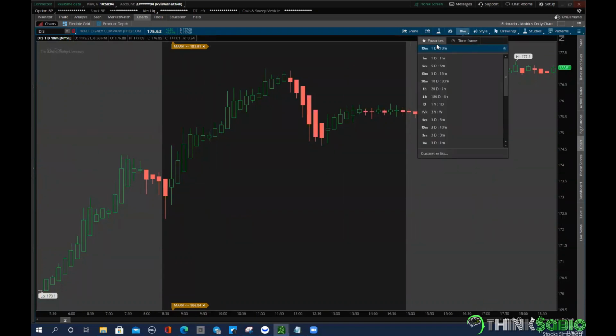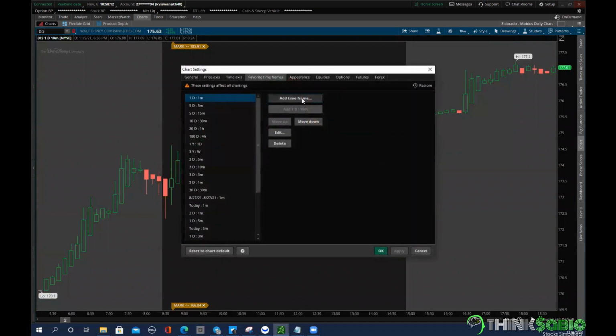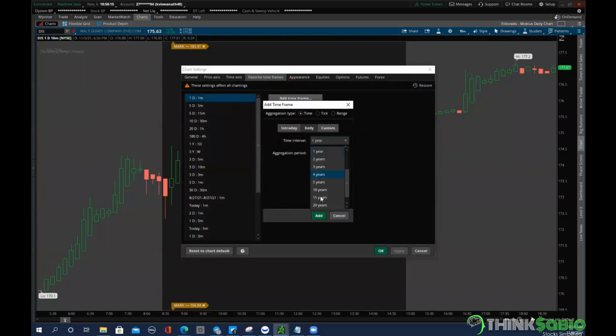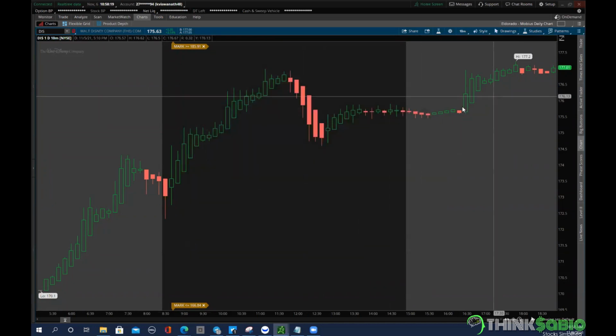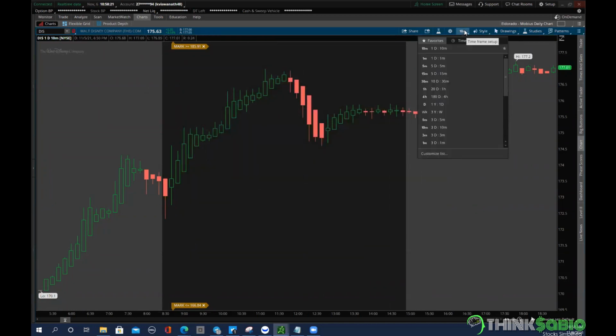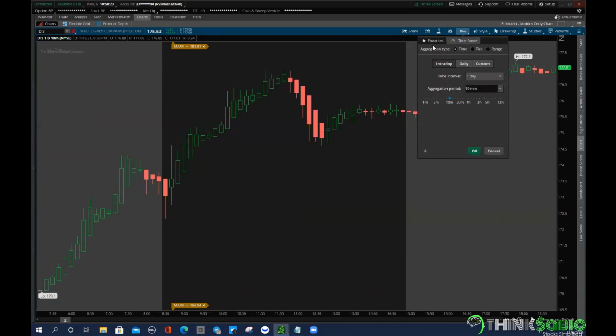If you want to change it, all you have to do is go to the time frame, click on daily, favorites, click on customize list, add a time frame, and here is where you can add whatever time frame applies to your trading style. All right, now let's move to the next topic, which is the ranges, right?